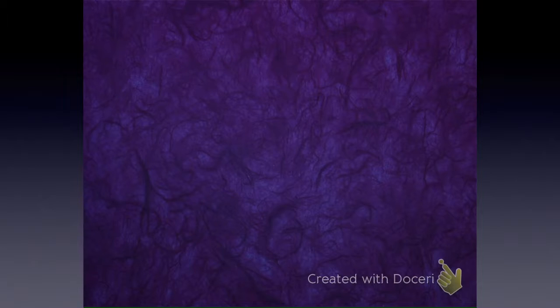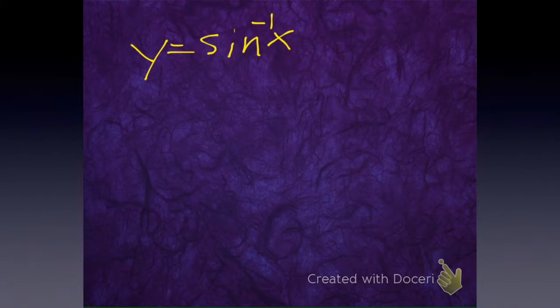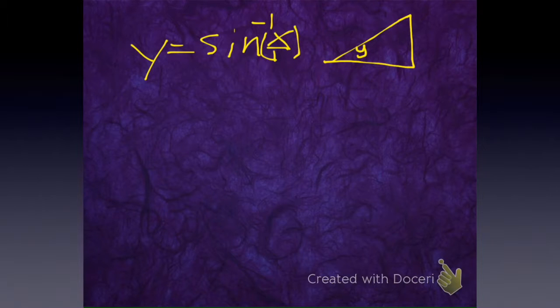So let's first start with the sine. y is equal to the sine inverse of x. Let me remind you, this corresponds to a triangle. This one, where the angle is y. And you can see that as x over 1. So the sine, which was what? Opposite over hypotenuse.